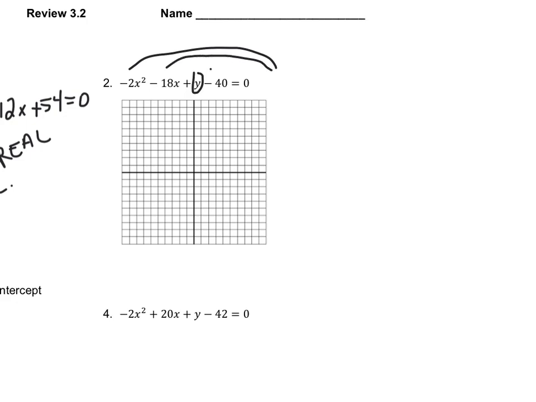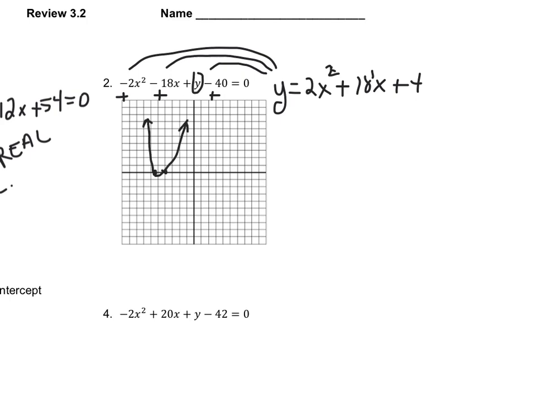The way I do that is I'm just going to add each one of these terms to both sides of the equation. So what I end up with is y equals 2x squared plus 18x plus 40. Okay, and then I'm going to put that in my graphing calculator, and what I end up with is a graph that looks something like this.